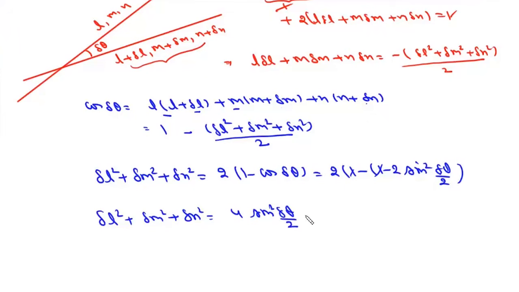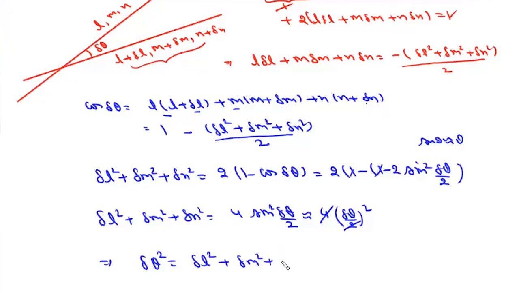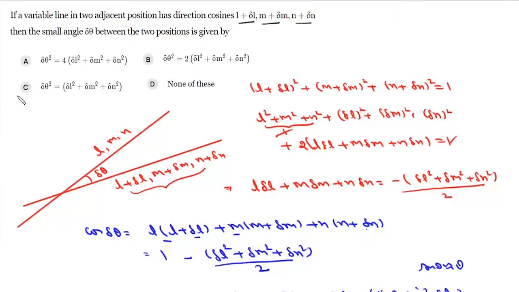And when theta is very small, then sine theta is nearly the same as theta. So it will be nearly the same as 4 and delta theta by 2 whole square. Now this 4 and 4 will also cancel. So from here we can write this delta theta square must be equal to delta l square plus delta m square plus delta n square, and which is your option C.